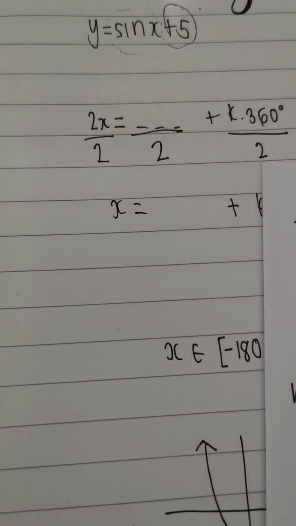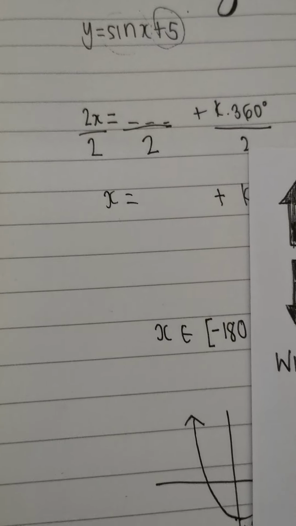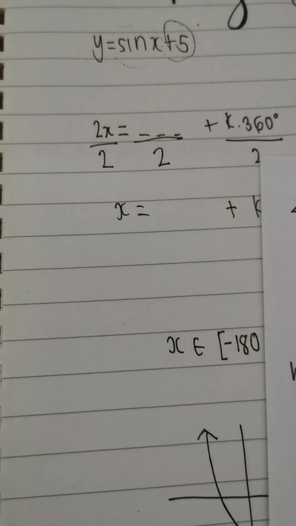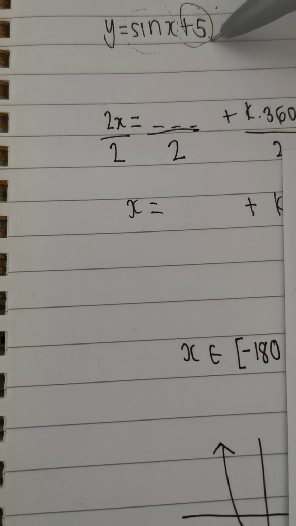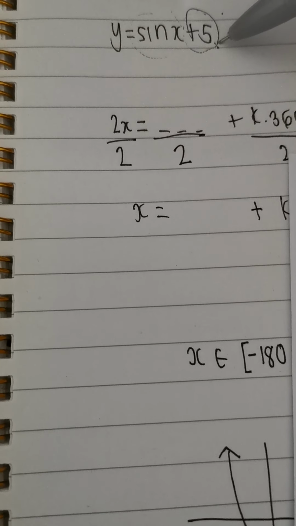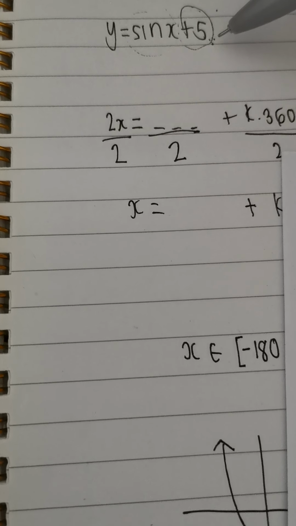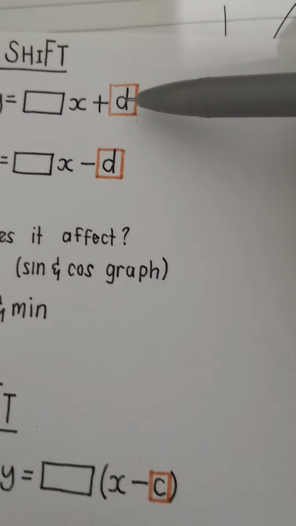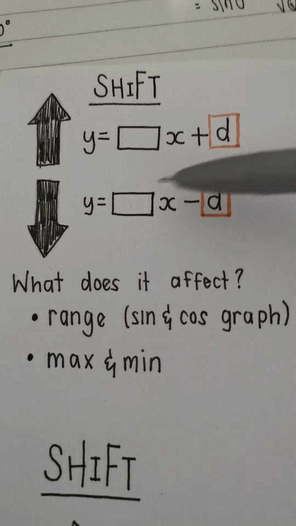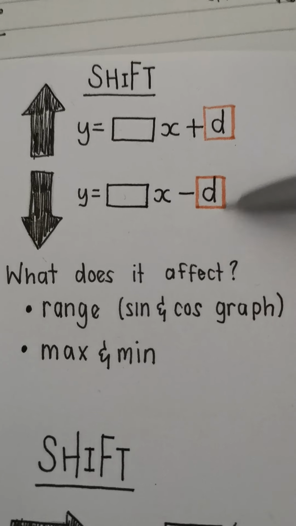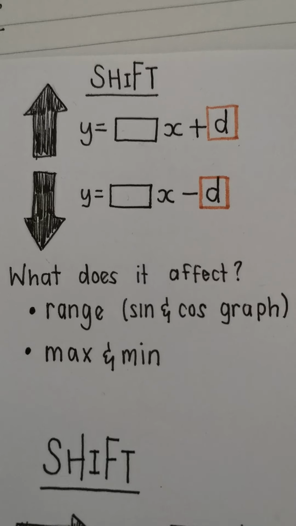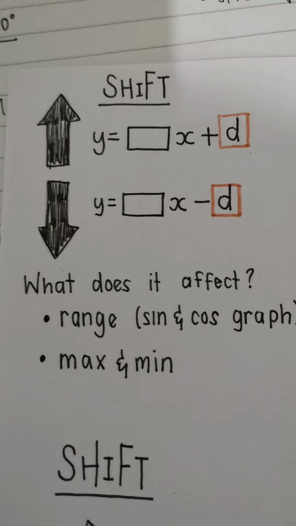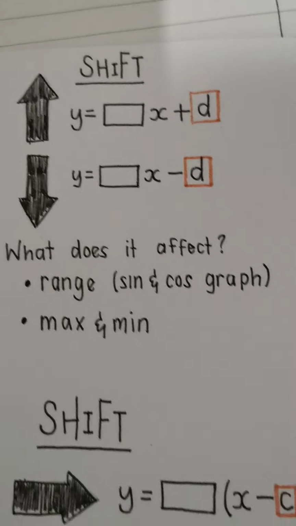It affects my maximum and my minimum for my sine and cos graph, because the maximum of a sine graph, we already know, is 1. In this particular case, my maximum becomes 1 plus this 5, which gives me 6. And our minimum, which was -1, becomes +4 because I'm adding 5 to it. A positive constant is going to shift it up, and a negative constant is going to shift it down. If it affects my maximum and minimum, it therefore affects my range. So that's the only thing that it affects, right?